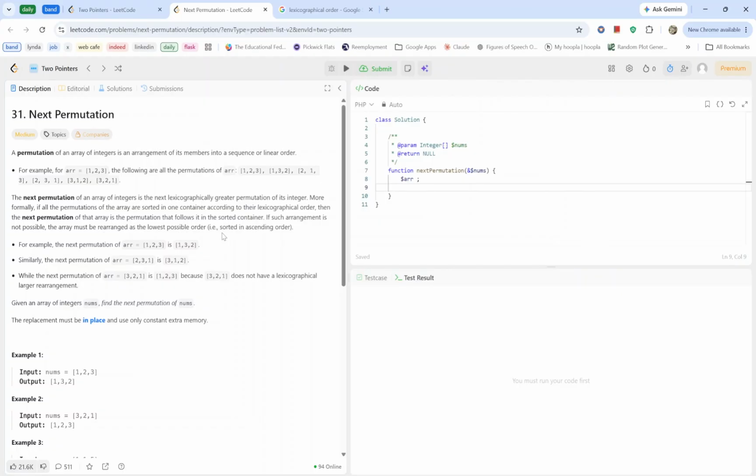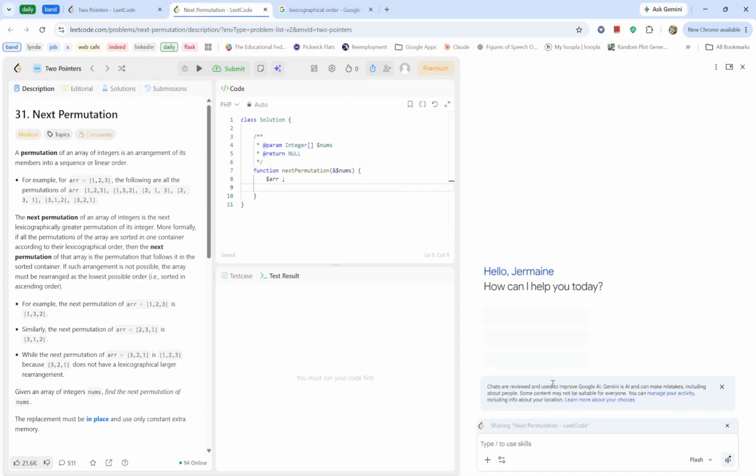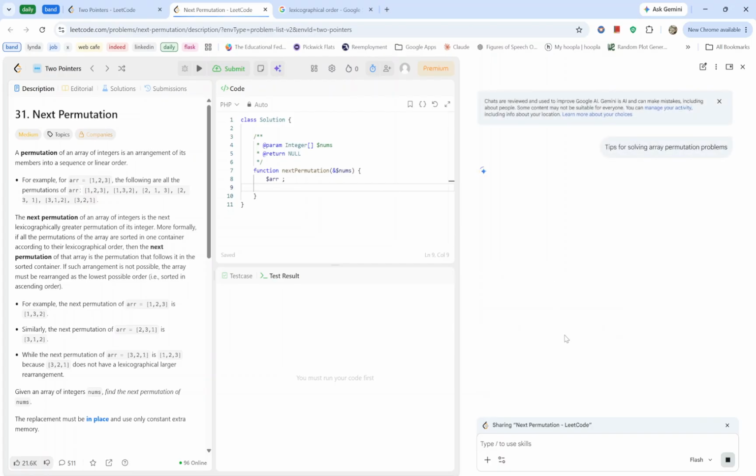Okay. I've been thinking about this and I honestly don't know. I think I'm just going to be staring at this for a very long time. So I'm going to ask Gemini, how do you figure this out? Let me get a tip. Instead of an explanation, let me get a tip for this.